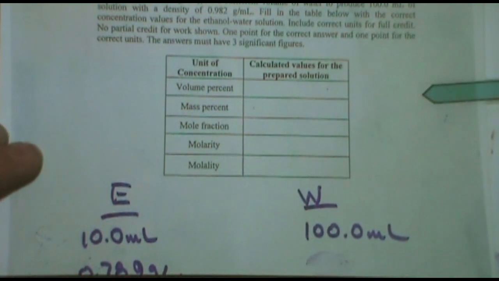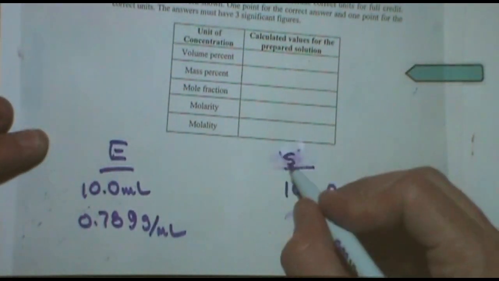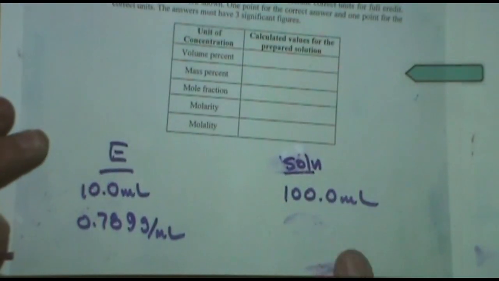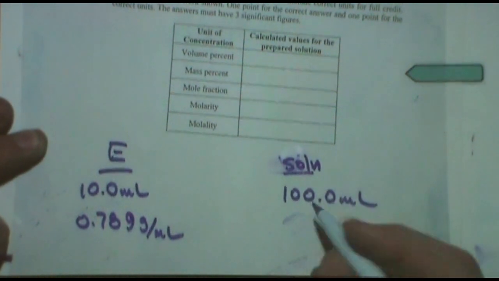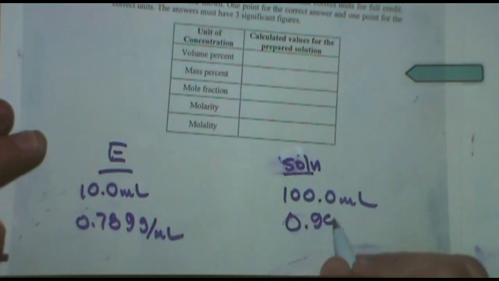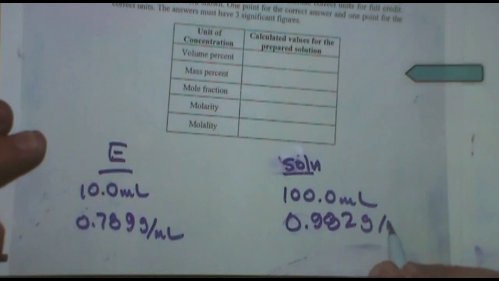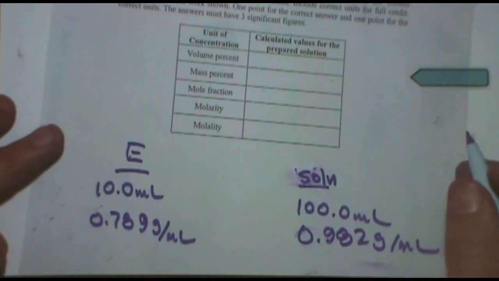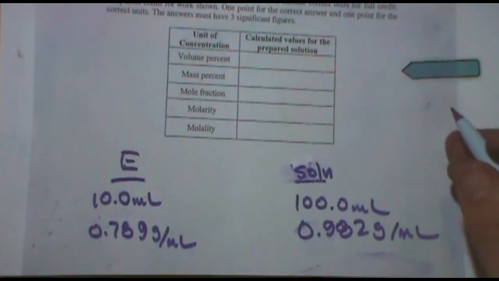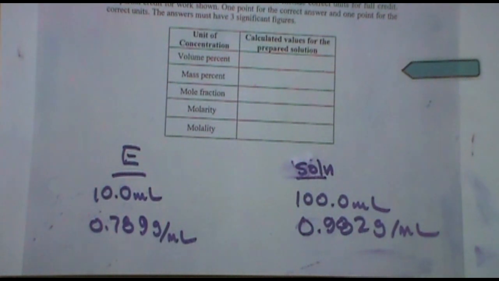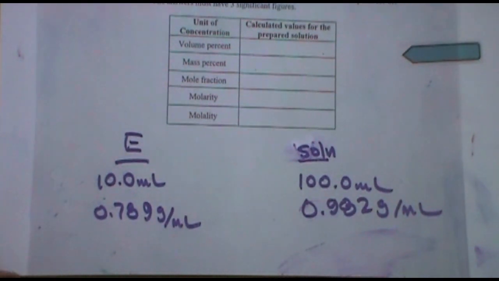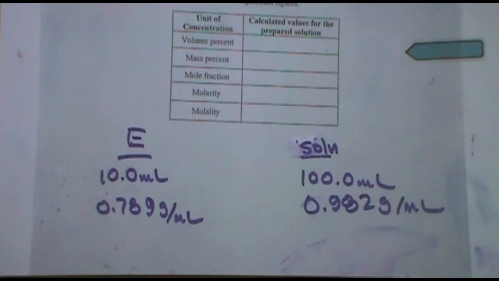100 mL of solution. Oh, 100, sorry. This is really 100 milliliters of the solution. Okay. The solution density is 0.982 grams per milliliter. All right, that's what we got from the question. To make the solution, I'm adding water, so water is my solvent. So let's find out a little bit of information, and then I'll do my calculations.